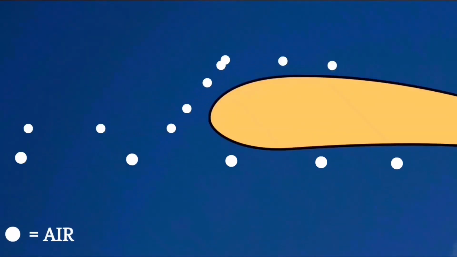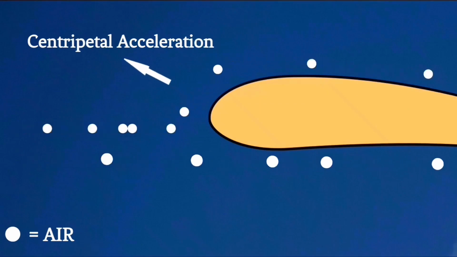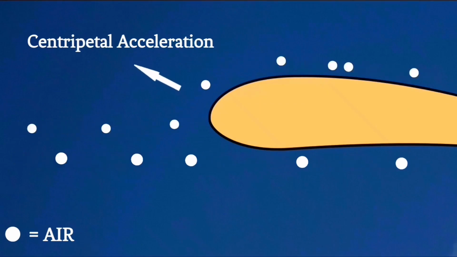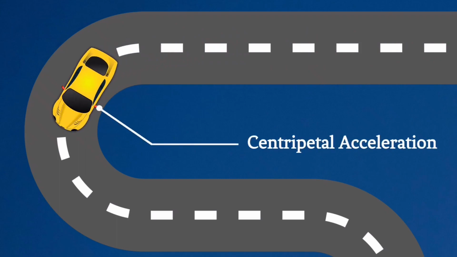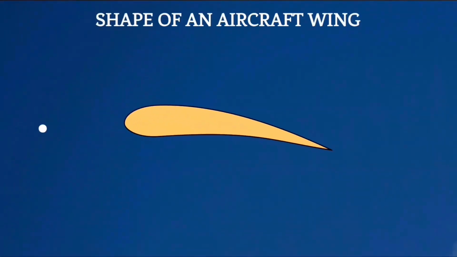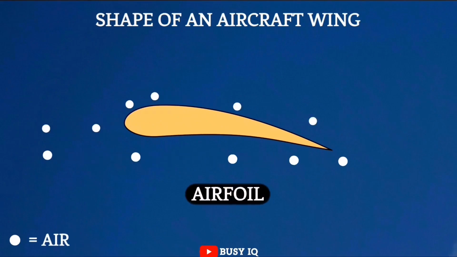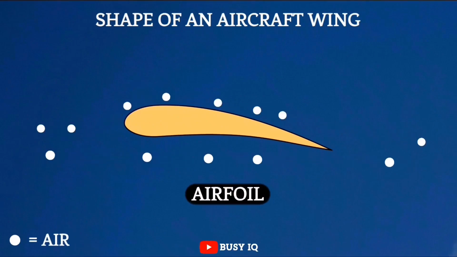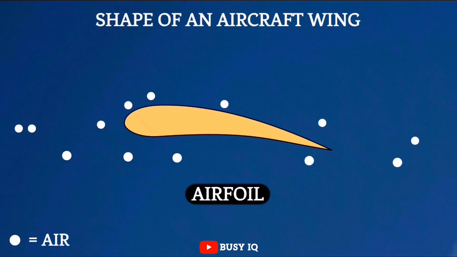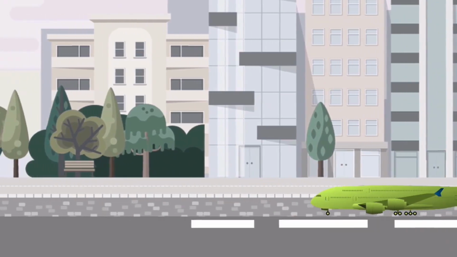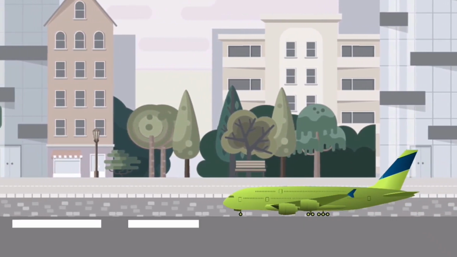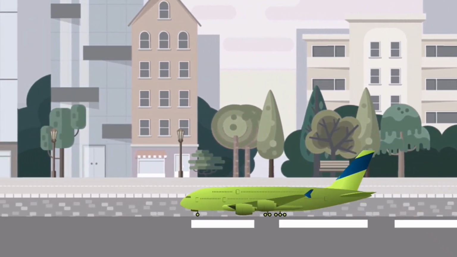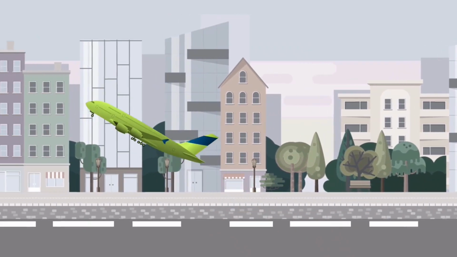When the moving air hits the wing, it encounters centripetal force or acceleration. This is the force experienced by passengers when a car makes a sharp turn. Meanwhile, the flatter lower surface experiences higher pressure due to slower moving air. Now, the faster the airplane travels on the runway, the greater the pressure difference between gravity and lift. Once the lift overcomes gravity, the plane takes off.